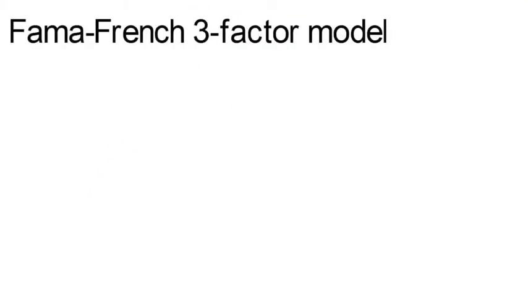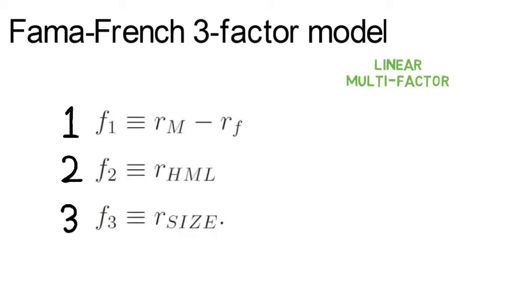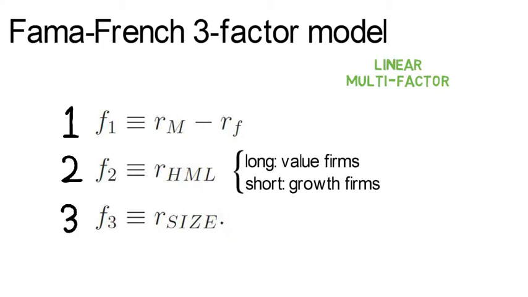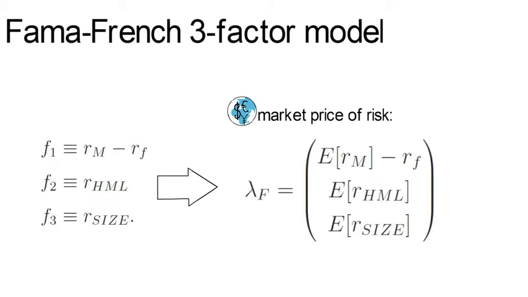The Fama-French three-factor model is a special linear multi-factor model. It assumes the following. Notice, RHML is an excess return from a strategy that goes long value firms and shorts growth firms. Similarly, R size is an excess return that goes long small market cap firms and shorts large market cap firms. All three excess returns are tradable, so the respective elements of the market price of risk vector are as follows.